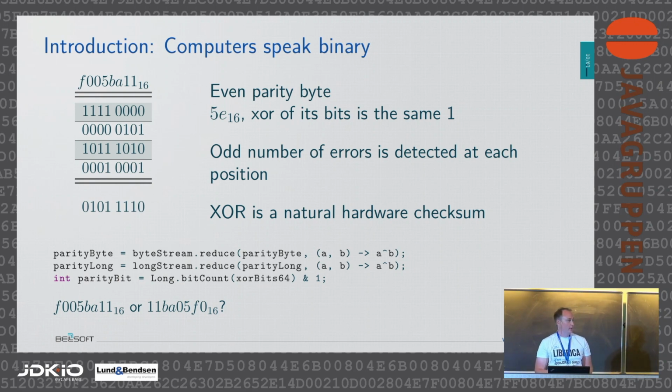But there are some kinds of errors that are not detected by this approach, like transposition errors. When you change the order of your bytes, you won't notice it in this control sum.